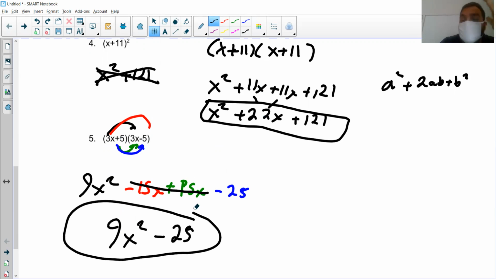And this should be familiar when you do factoring. This is a special case one where both of them are perfect squares and there's a minus, called the difference of squares. Okay. All right, hope this helps.